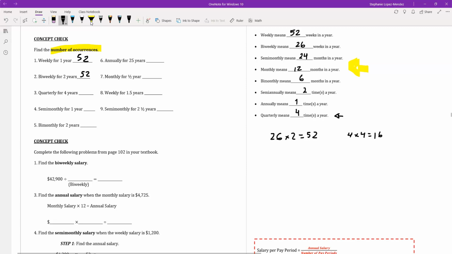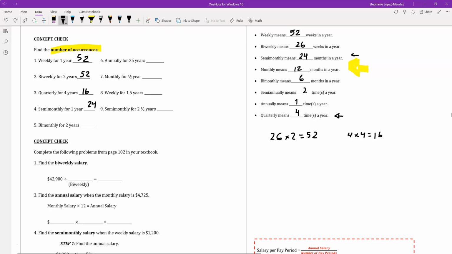Okay, 4 times 4 is equal to 16 pay periods. Semi-monthly for 1 year. Right here we said that semi-monthly means 24 times pay periods in a year. So I just simply rewrite here 24.